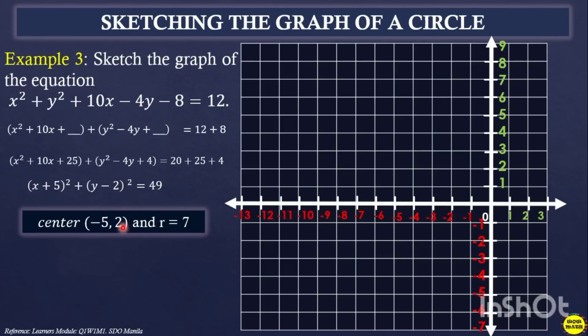So, hanapin natin kung saan natin makikita yung negative 5 and positive 2. So, ito yung negative 5 natin and ito yung positive 2. Nasa quadrant 2 ng Cartesian plane natin. So, nandito yung center natin. And then, yung radius natin is 7.